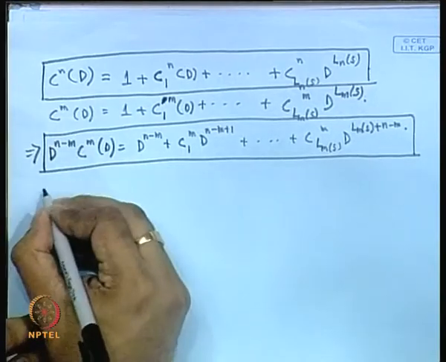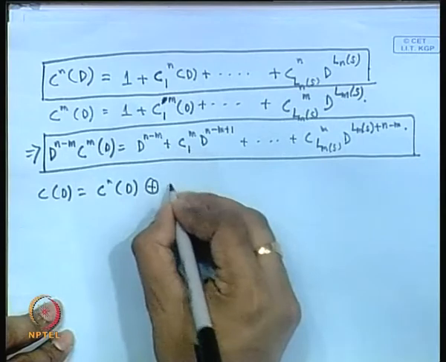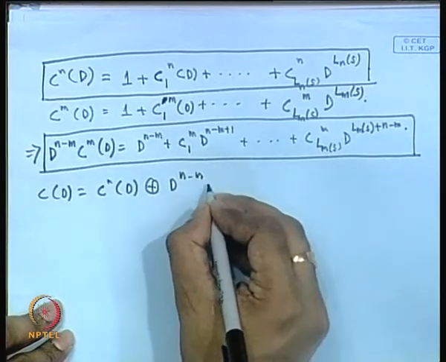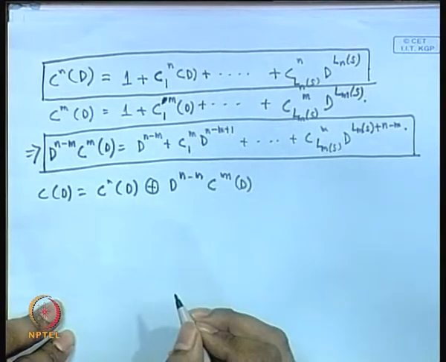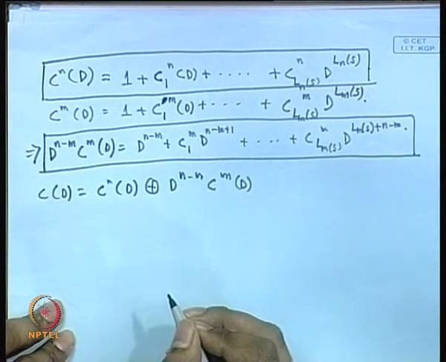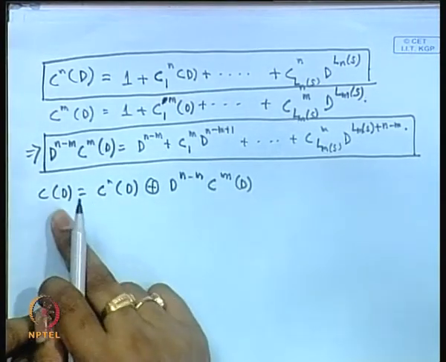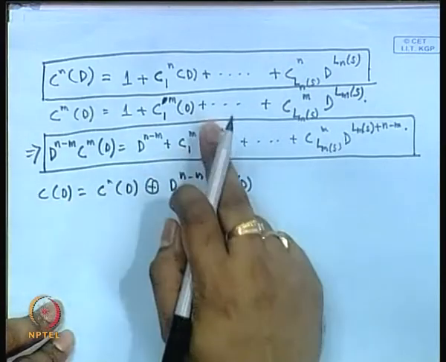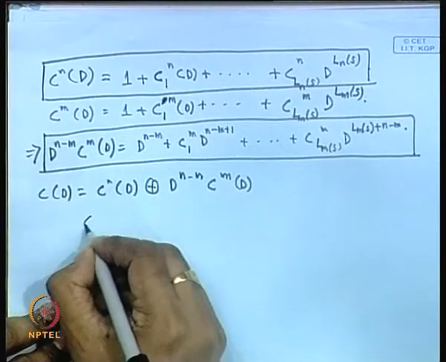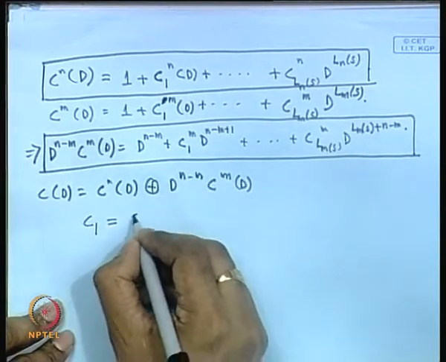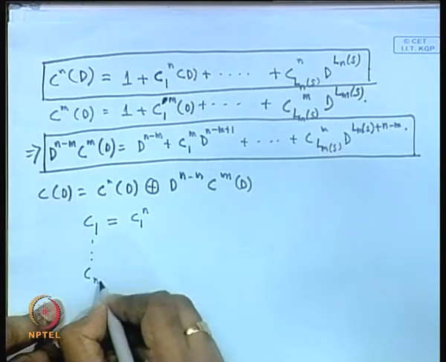So, CD was, by my definition, CND XORed with d to the power of n minus m, C of MD, right. So now I can enumerate all the corresponding coefficients for CD in terms of these two coefficients. How can I write it? The coefficients will be correspondingly C1 equal to C1n, and so on till Cn minus m.